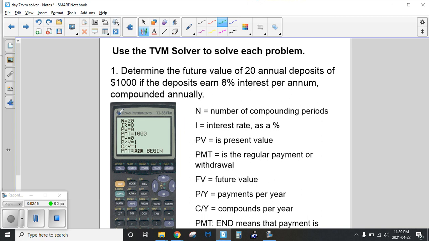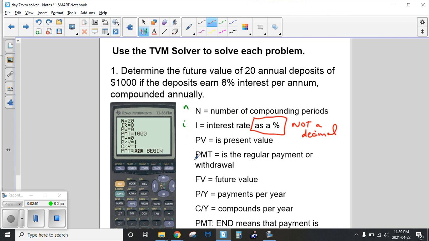So n is the number of compounding periods. These are all capitals, so we're used to it being little n in the formula, but it's a capital here. Interest rate, we're used to lowercase i, but it's a capital I on this calculator. Something important here is that the calculators want you to enter the interest rate as a percent and not a decimal. So to do our pencil and paper stuff, we have to convert to a decimal. The calculator says don't waste your time doing that, just tell me the percent.